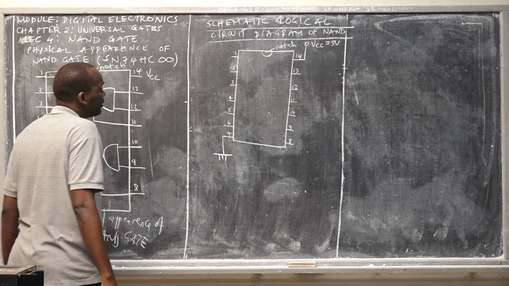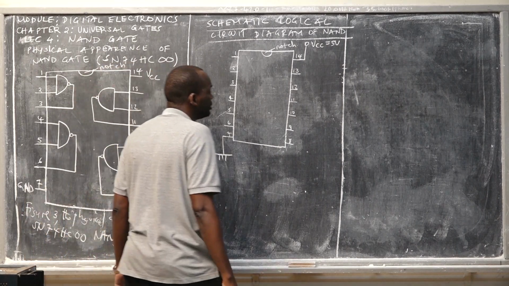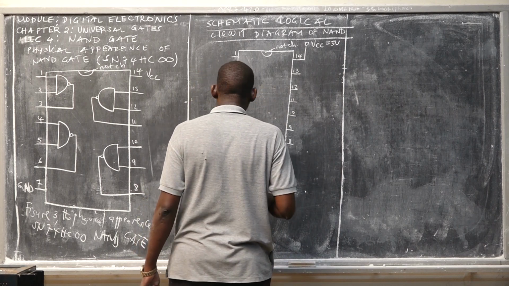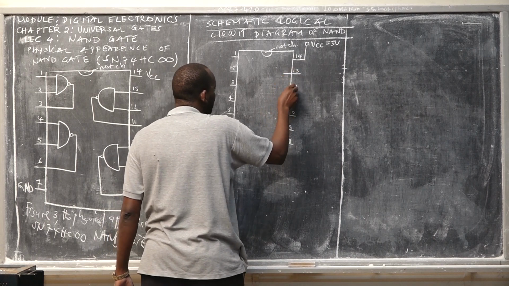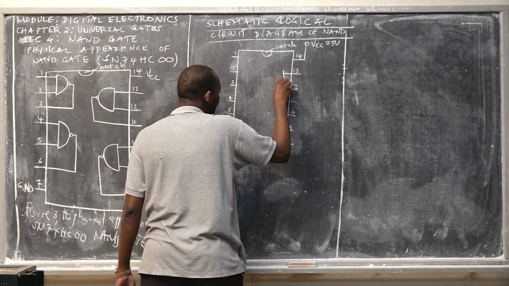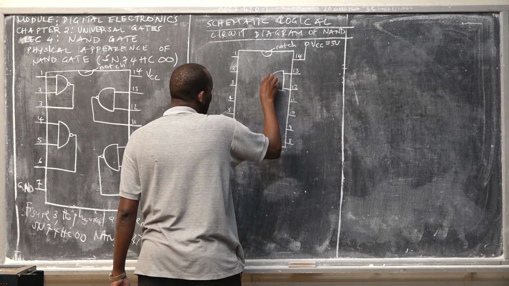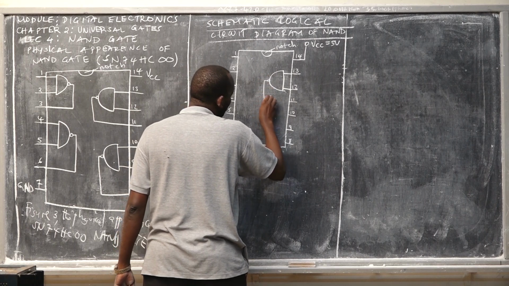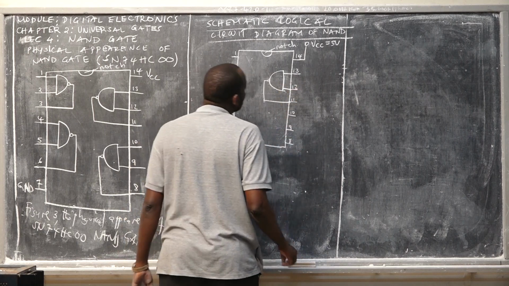Okay? Then again, we may use any of the gates. We may use either this gate or we may use the other one. So let us use the first gate. So in the first NAND gate, pin number 13 and 12 will be input.